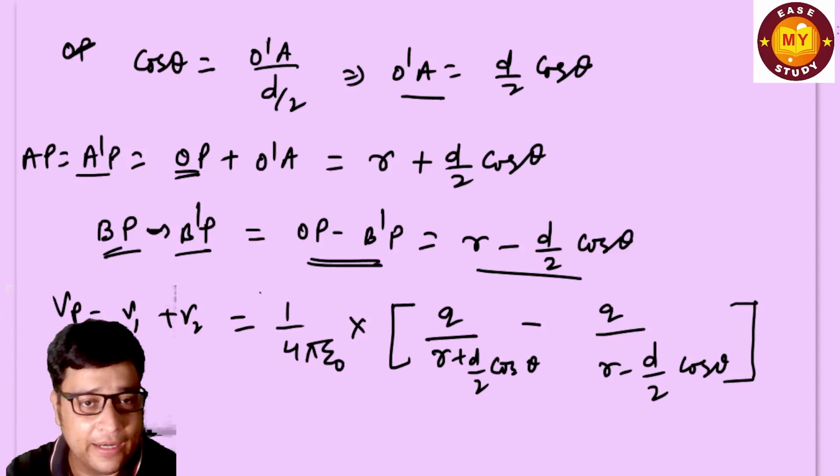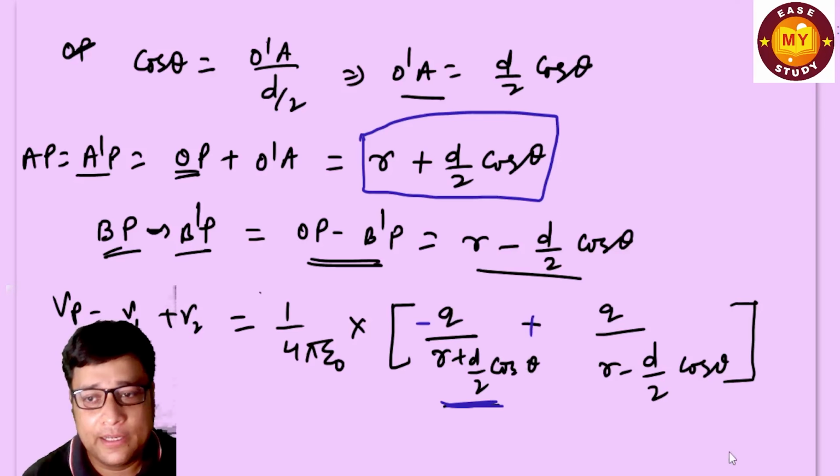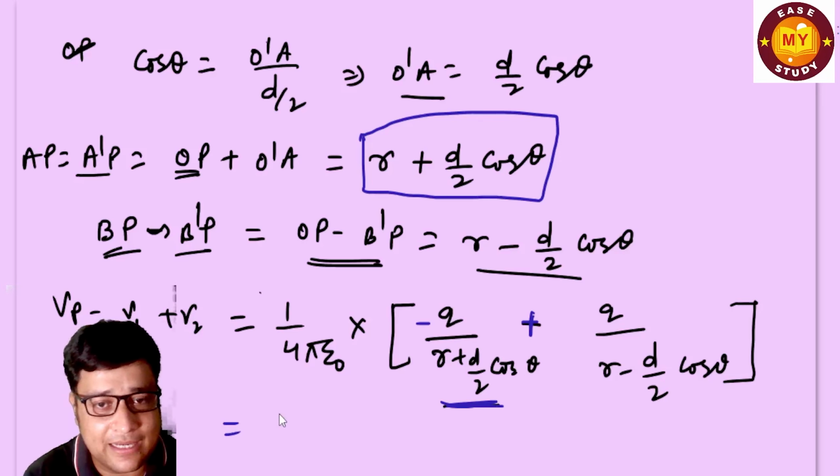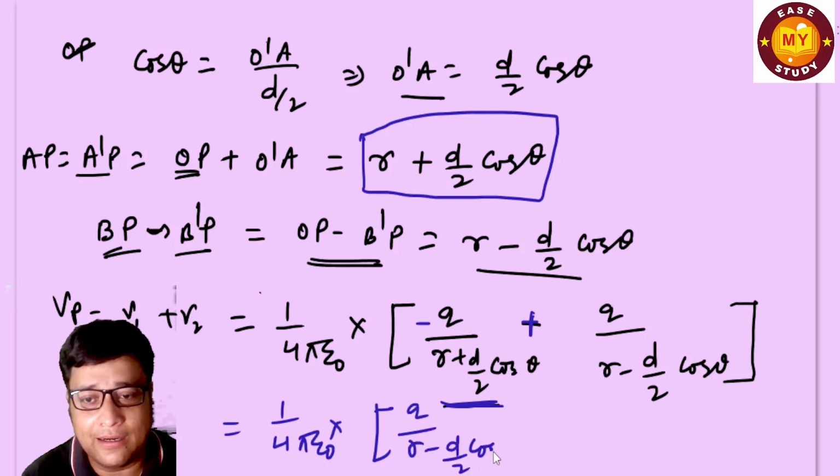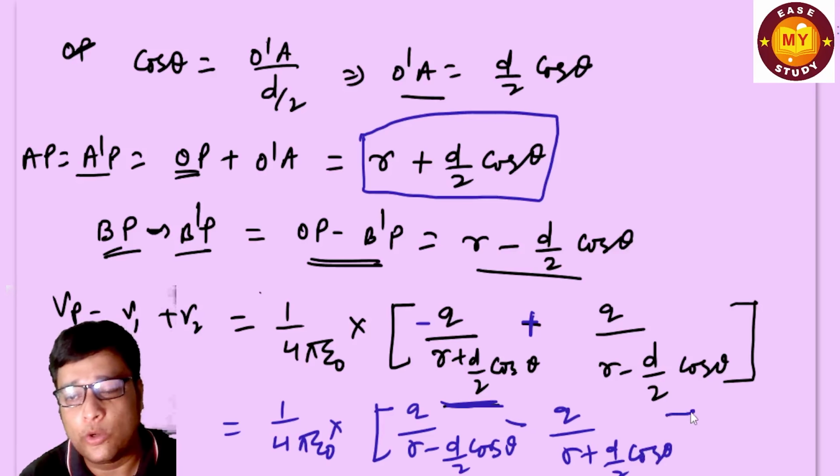Okay, so here the first thing is the minus q by ap. So here I have written minus q and my ap is r plus d by 2 cos theta. Here you see this is your AP and I have written minus q by r plus d by 2 cos theta, and this is my plus, right? So here you can write it on the next page that 1 by 4 pi epsilon naught, I'm writing it here, q upon r minus d by 2 cos theta and then minus q by r plus d by 2 cos theta.